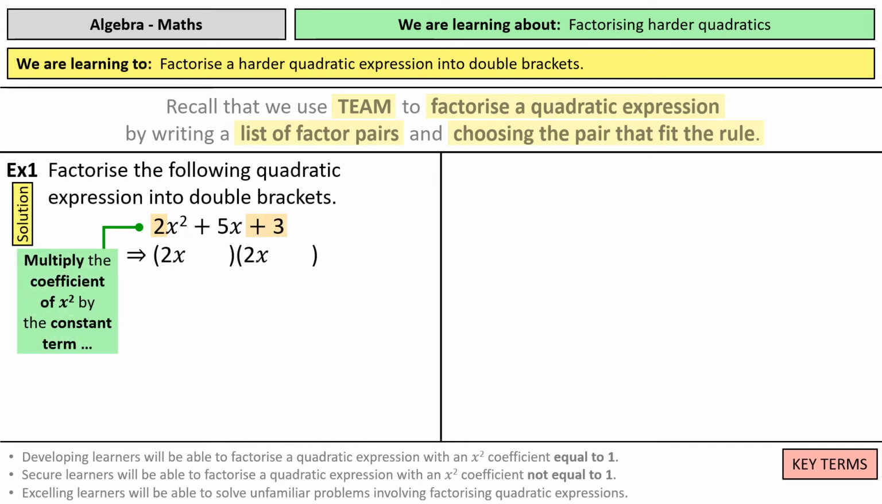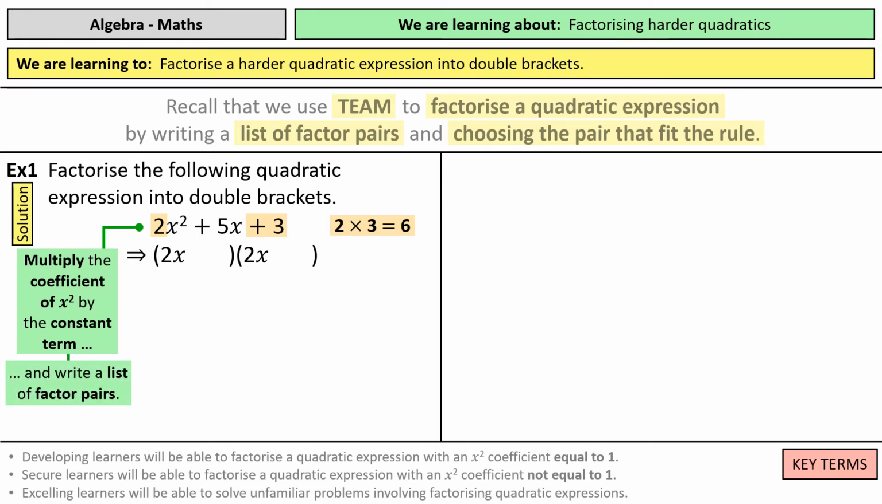The next slight difference is, whereas with TEAM, the TE is times to make the end, we slightly tweak the end. The end number here is plus 3, but before we call that the end number, we have to times it by the coefficient of x squared, the number before x squared, in this case 2. So we do 2 times 3. So we have to think of our end number as 6, not 3. So a slight difference again.